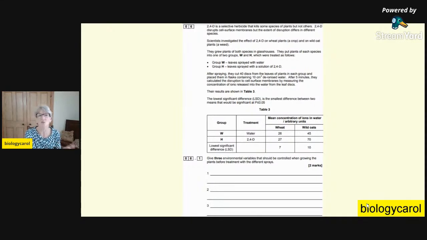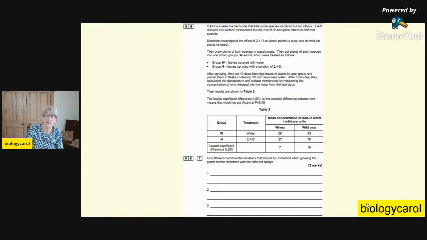After spraying, they cut 40 discs from the leaves of plants in each group, placed them in flasks of deionized water, actually it's quite important, no ions, completely pure water, and after 5 minutes, they calculated the disruption of the membrane by measuring the concentration of ions in that deionized water, or previously deionized water. And the results are shown in table three.